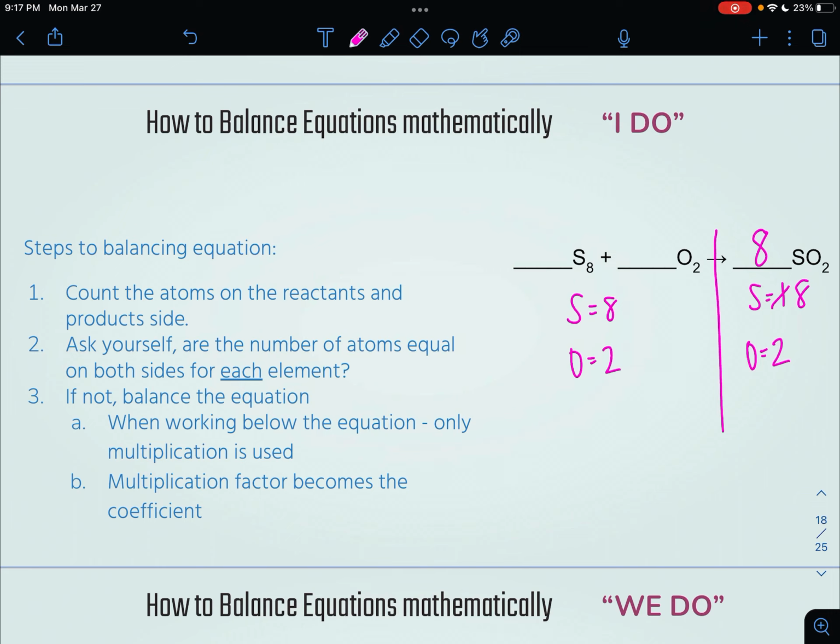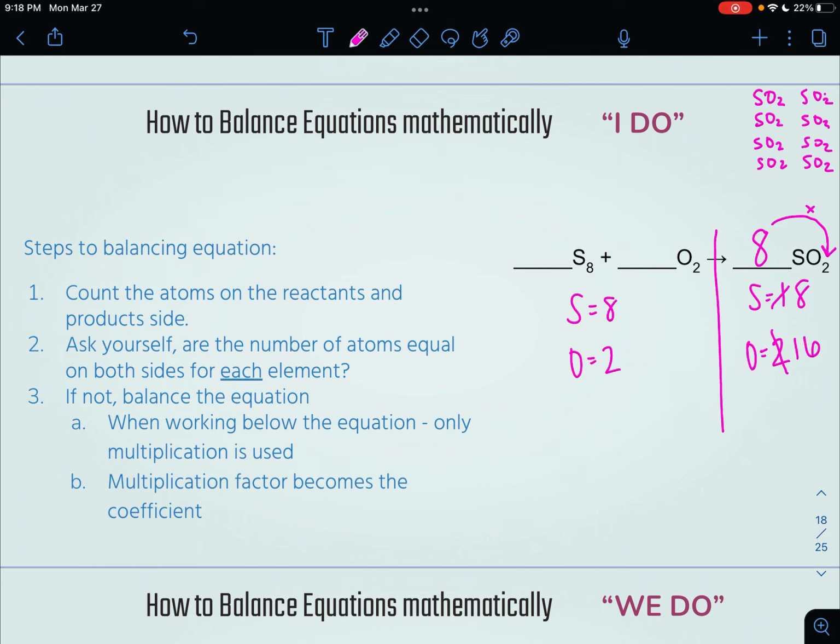And now for oxygen, that means I have 8 of these entire molecules. When we say the entire thing, it would be like if I wrote out 8 SO2s. So how many total oxygens do we have here? 2, 4, 6, 8, 10, 12, 14, 16. Or we can just multiply the coefficient by the little number. That gives us 16 oxygens.